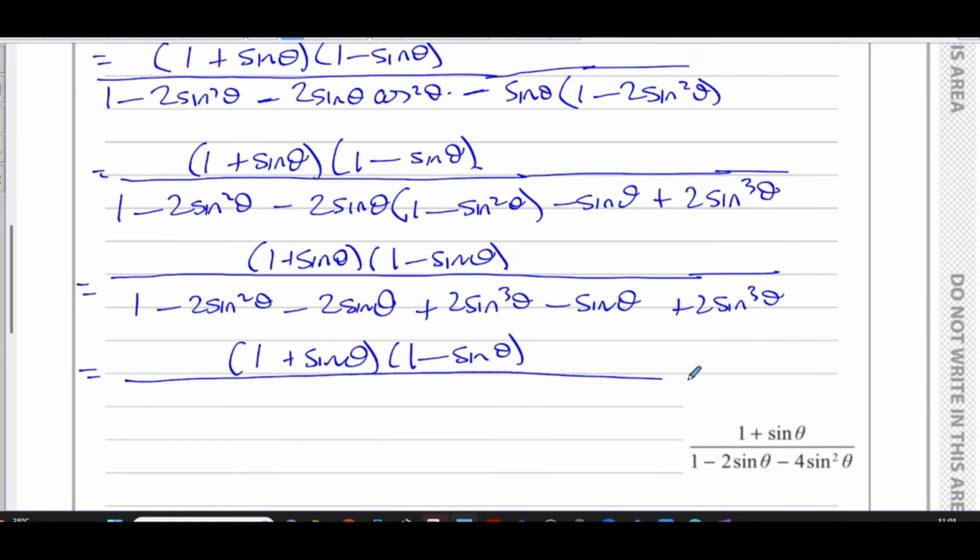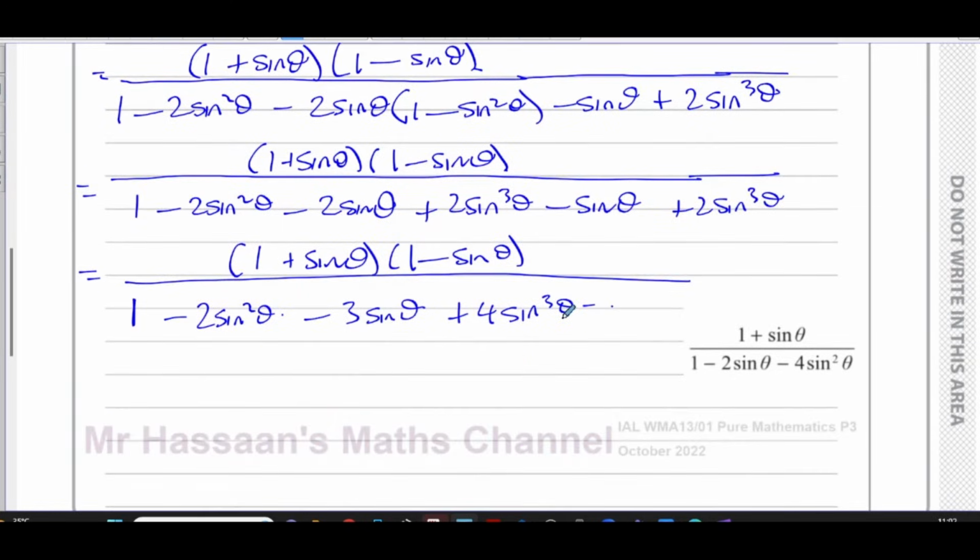Okay, we can combine like terms. There's nothing like 1, there's only a constant there. Then you've got minus 2 sine squared theta. That's only sine squared theta. Then you've got minus 2 sine theta minus sine theta. That's minus 3 sine theta. And then we've got 2 sine cubed theta plus 2 sine cubed theta, that's 4 sine cubed theta. So that's what we've got, and that's what I have to look like in the end.